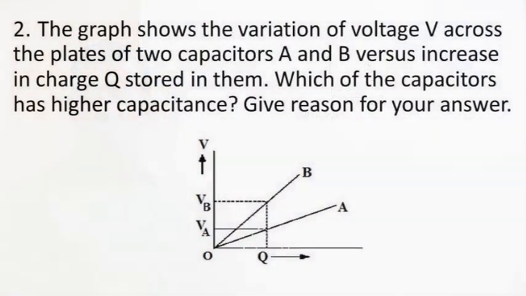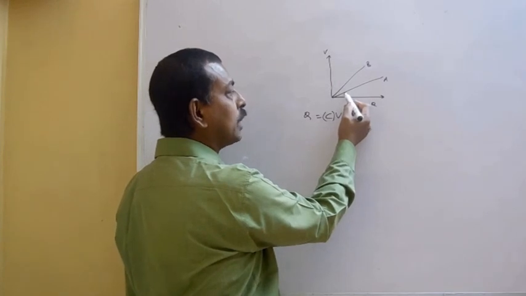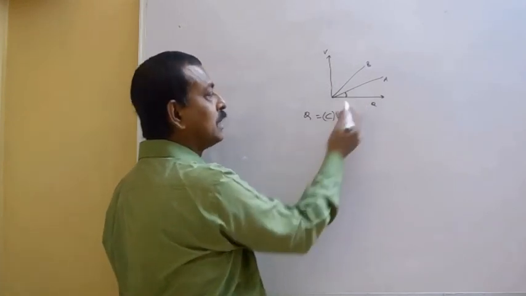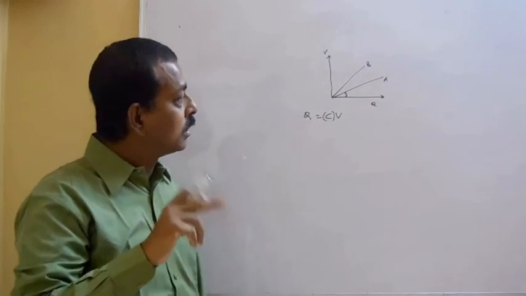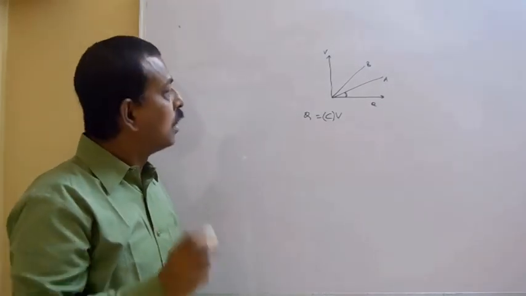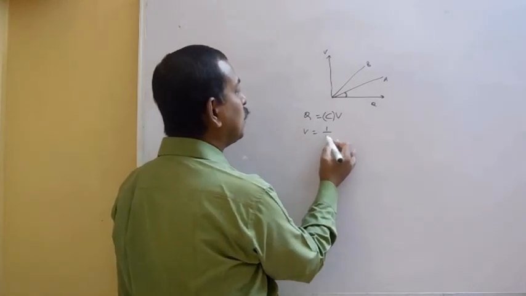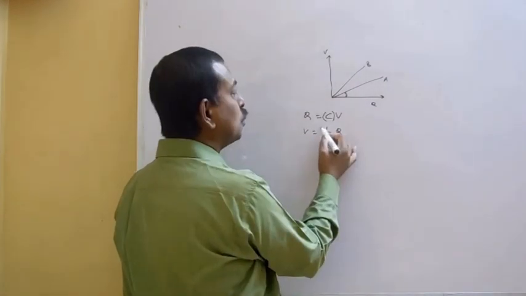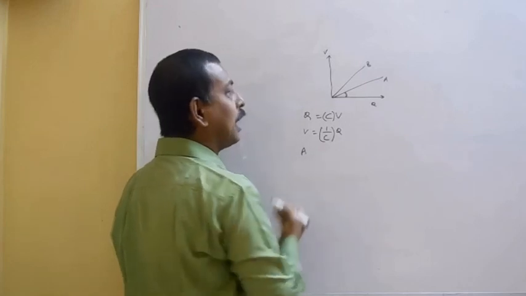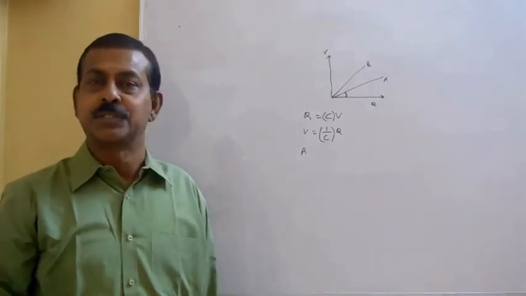So if it is the reciprocal of capacitance and it is asked which one has higher value of capacitance, obviously in this case A will have higher value of capacitance, because for this one the slope is less, and here it is the reciprocal of the slope. Because if you take V, this is 1 by C into Q. So A will have higher value of capacitance.